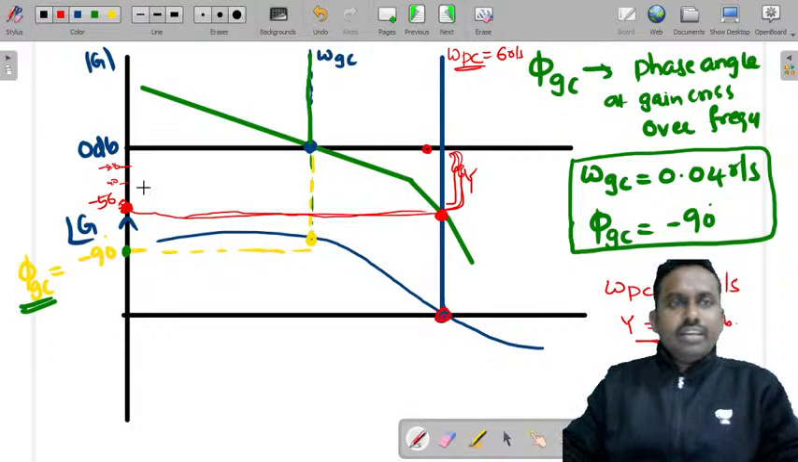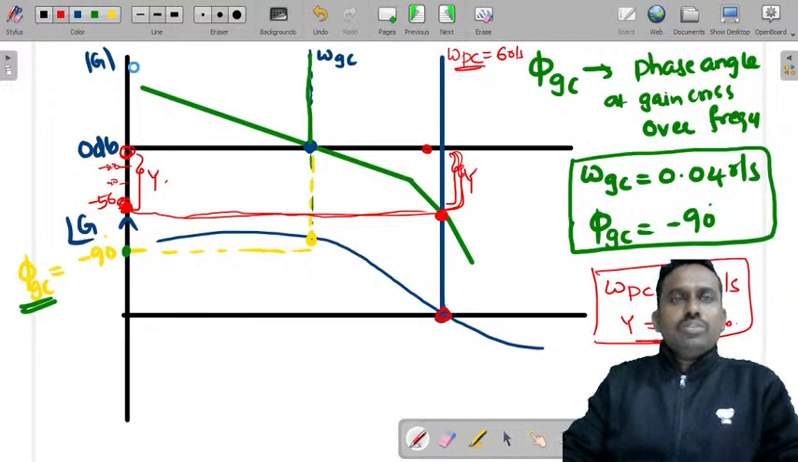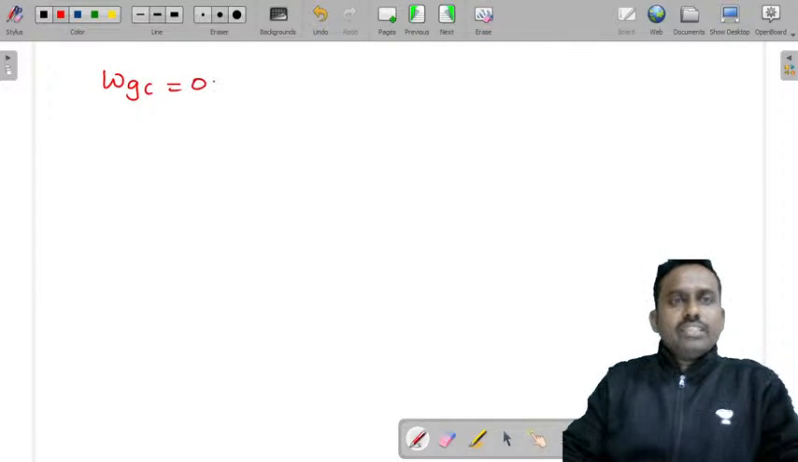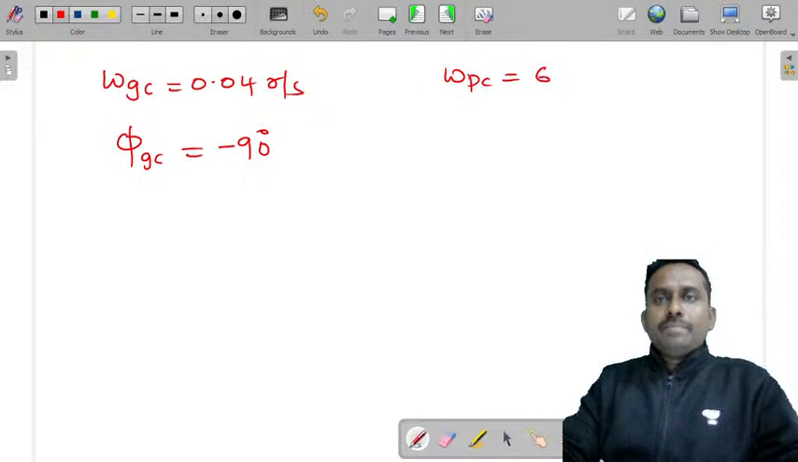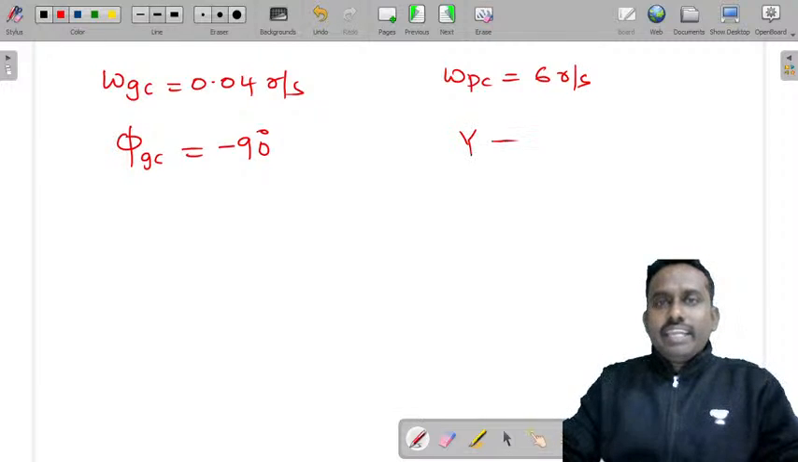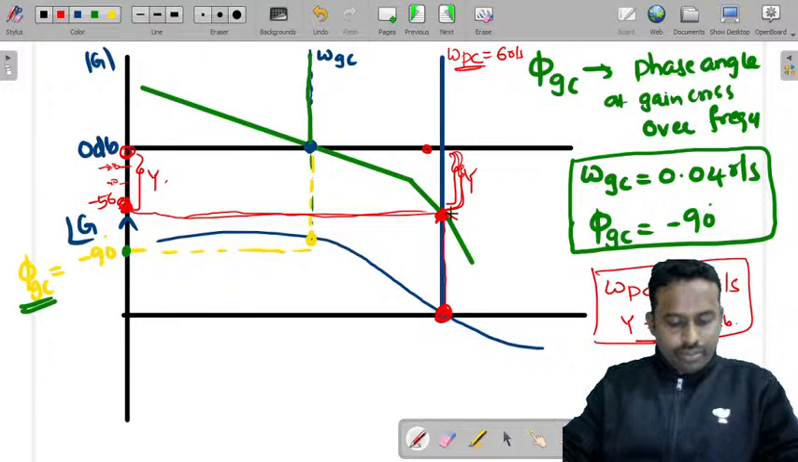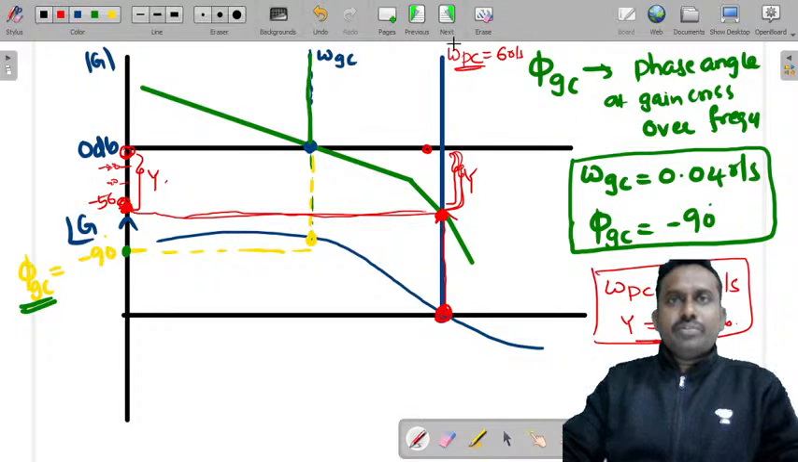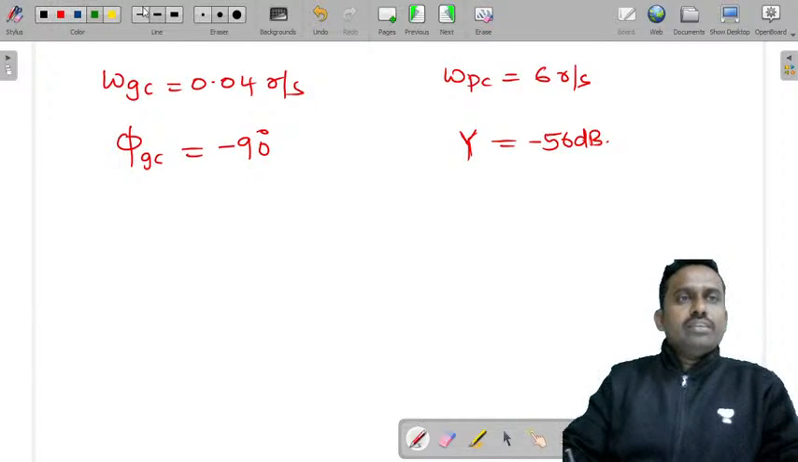What is the distance of this point? So you can find from this point, this measurement. This is y. So when you know these two values, what is that? Omega GC as 0.04 radian per second, and phi GC, the phase angle at this frequency, as minus 90 degrees. And we know omega PC as 6 radian per second, and y you need to find. You just need to project this line onto this magnitude plot and find this magnitude, and when you find this magnitude, it is minus 56 dB.